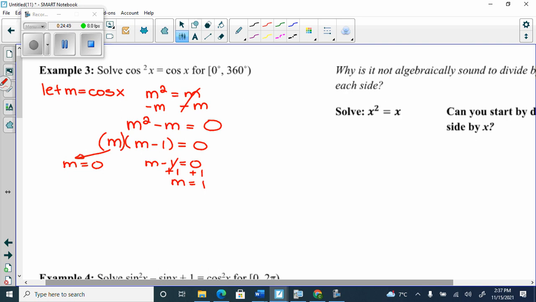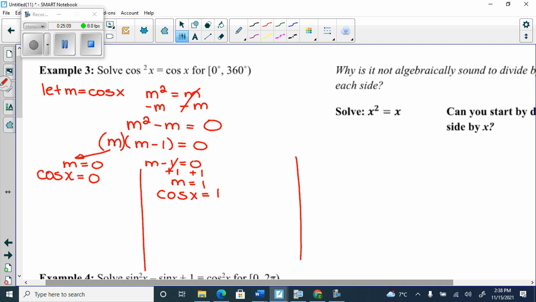Change it to cosines. People stop here and box it and they're just so happy. And I'm like, but we didn't even have an m. So go back, put in your cos. So we have cos x equals 0. We need to find the solutions for that. And then we have cos x equals 1. And we need to find the solutions for that. That's it. That's all.